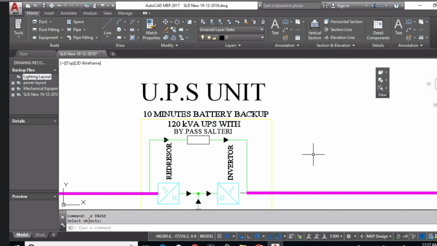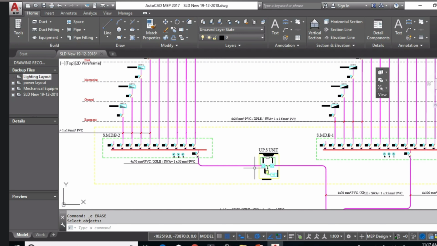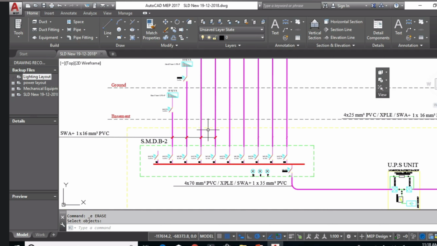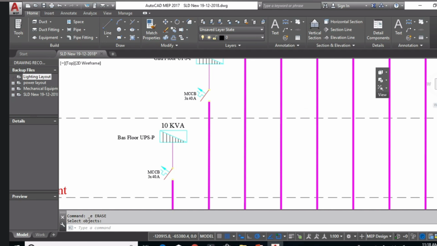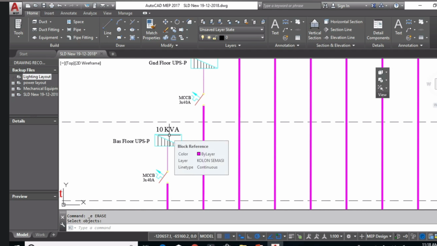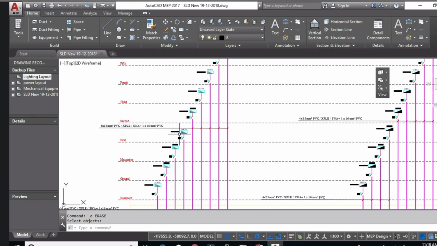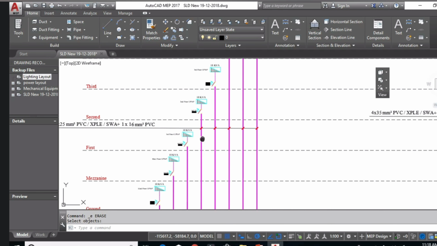Here is a 120 kVA UPS system, and the outgoing from this UPS system is feeding this SMDB number 2, and from this SMDB I'm feeding my panel board, which is installed one for every floor. After that, from this final distribution panel I'm feeding my IT and communications outlets, power outlets.